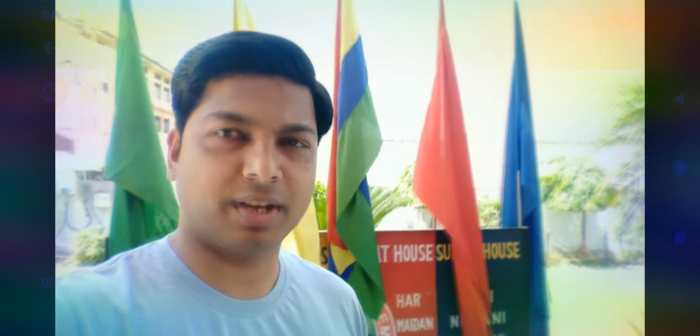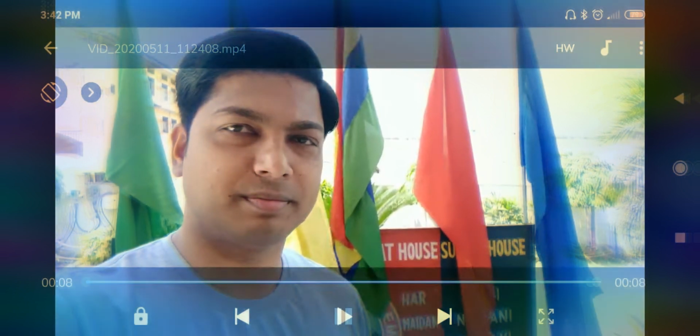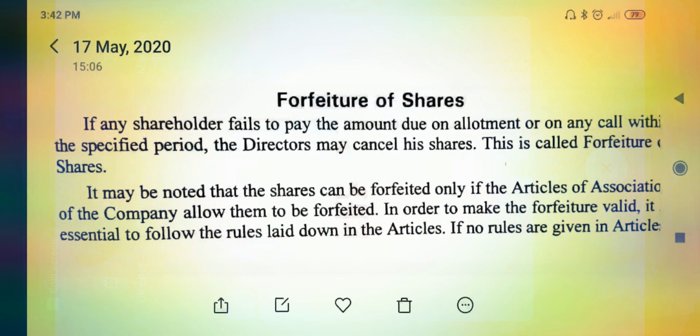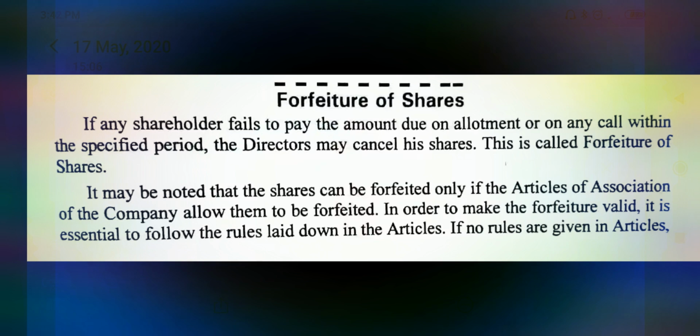Let's start today's topic. The topic of the day is forfeiture of shares. This is the topic we have taken under issue of shares. The videos regarding issue of shares have been already posted for you. Definitely you would have seen those. So today I am continuing with forfeiture of shares.